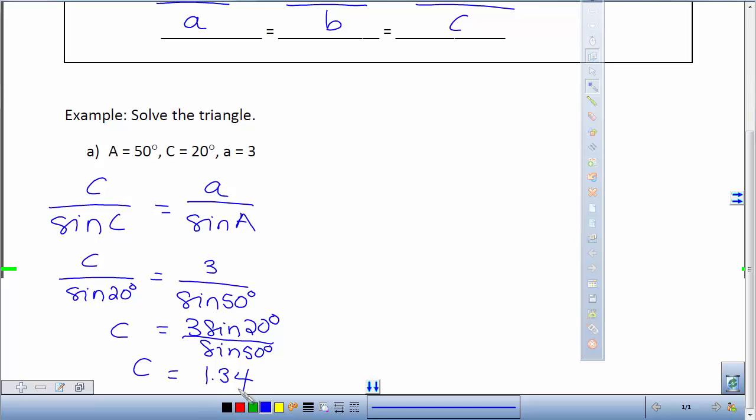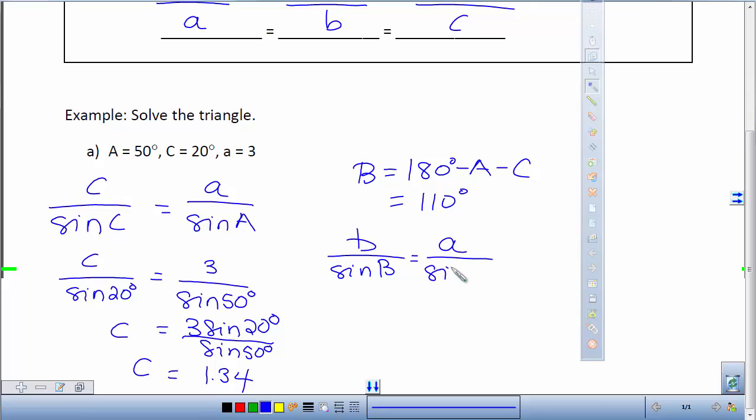So we've got side c, we've got side a, we've got angle A, angle C. The next thing I want to find is angle B, which will be easy. B is going to equal 180 degrees minus A minus C. So we got 180 minus 50 minus 20, or 180 minus 70 is 110 degrees. And then I need to find side b. So I'm going to say b over sine B is equal to a over sine A.